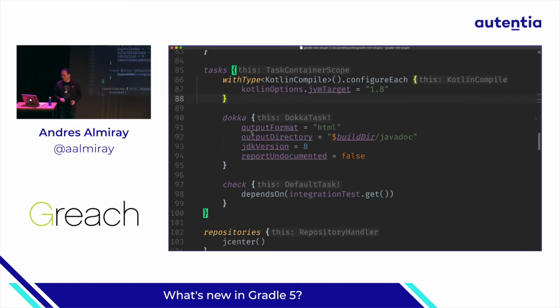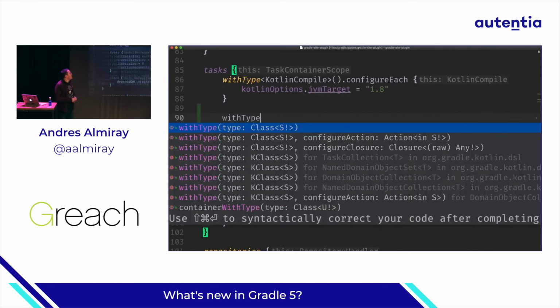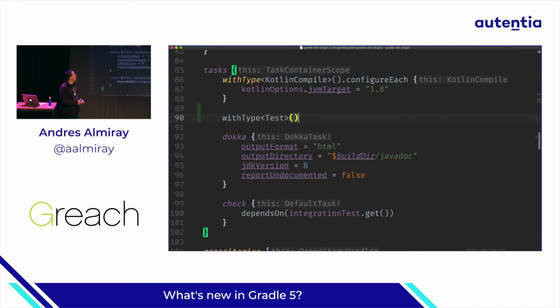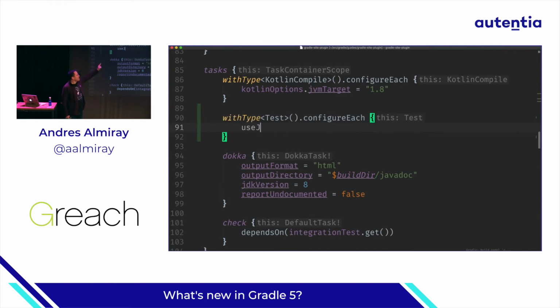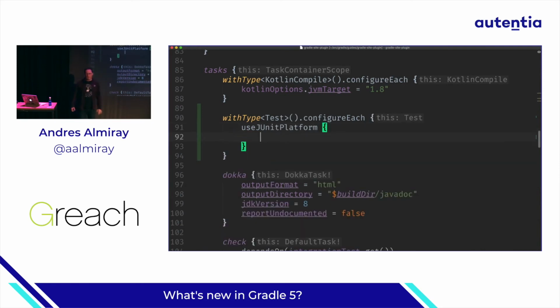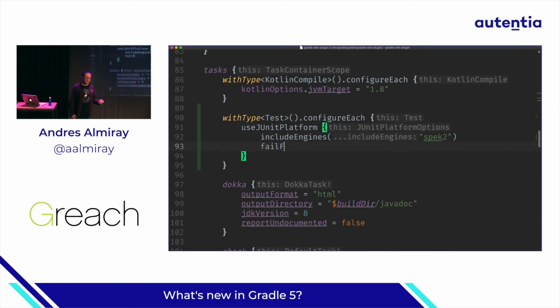Here we have the configuration avoidance one. And what's going to happen is that, with this withType block, any task that is of type test will be configured with whatever is going on in that particular function, that closure. The thing is that that closure will not be executed until the time such configuration is needed.